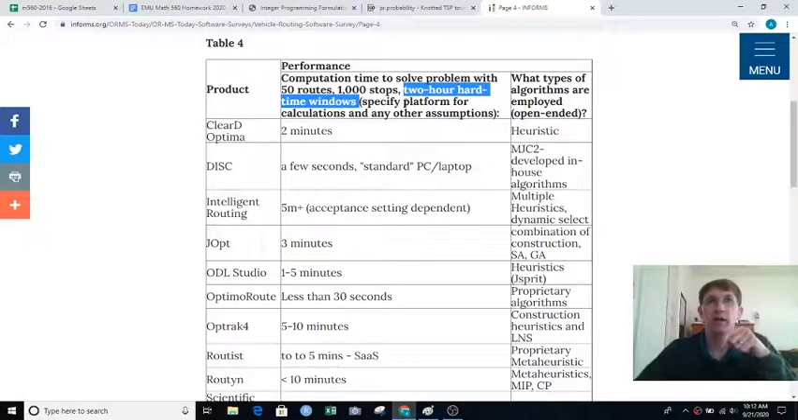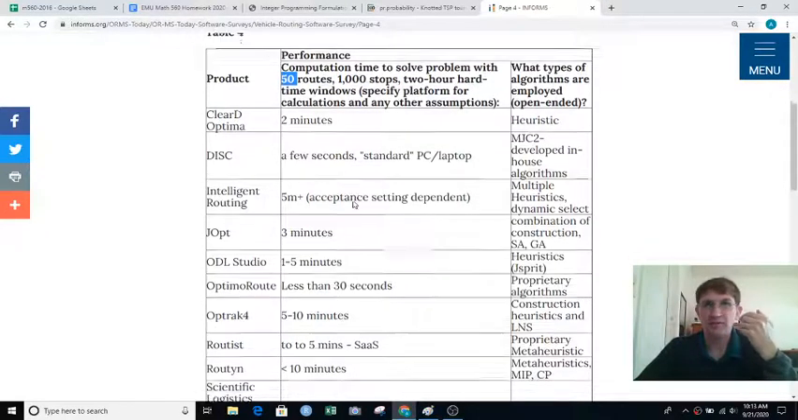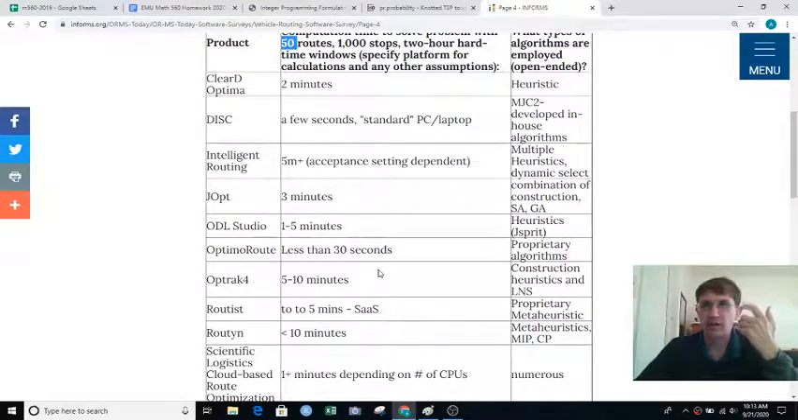Time windows means that the businesses you're dropping off at, they say, well, we'll accept deliveries between this time and that time, apparently 2 hours apart, and probably randomly scattered throughout the day for this problem. So that's unlike the UPS or FedEx problem usually, right? So that makes the problem harder. And you can see, how long does it take to solve these 1,000 stop problems with 50 trucks? 2 minutes, 5 minutes, 3 minutes, 5 to 10 minutes.